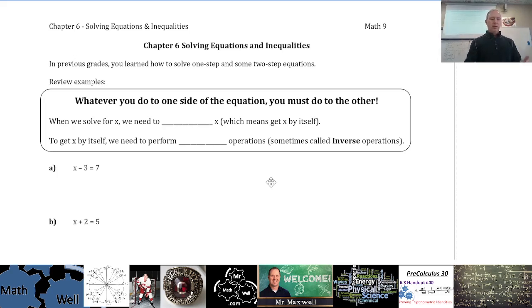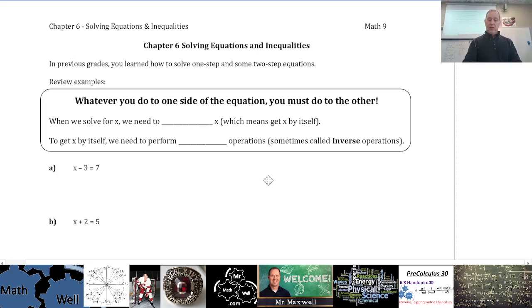And solving, you'll find out right away here, means that we want to find out what the unknown value is in an equation. So it often includes the variable x, that's most common, but any variable that would be unknown, we're going to solve for that and find out what that actually is.